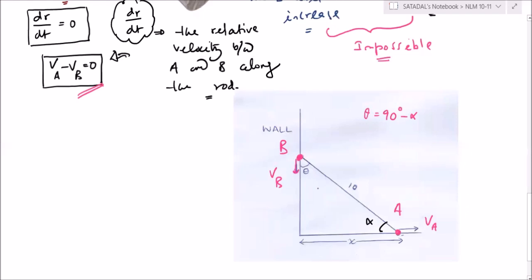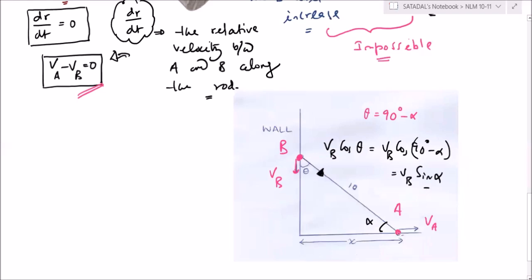This I have taken to be alpha. So what is the component of VB along the length of the rod? That is VB cos theta. It means VB cos of 90 degree minus alpha. It means VB sin alpha.